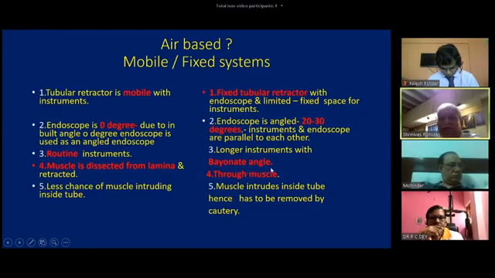In fixed, we have to use longer bayonet angle instruments so that the instrument doesn't intermingle with the hand. The muscle is dissected from the lamina in the mobile. You have to go through the muscle, you have to dilate the muscle and reach the lamina in the fixed tubular retractor.